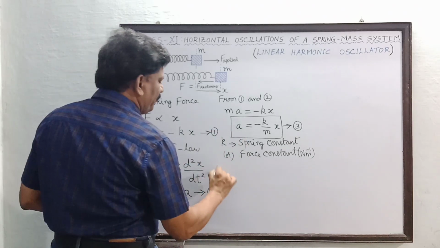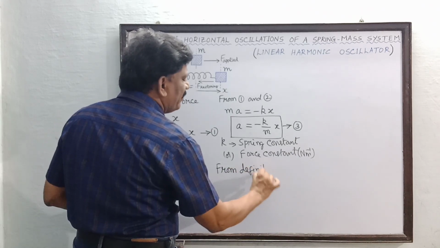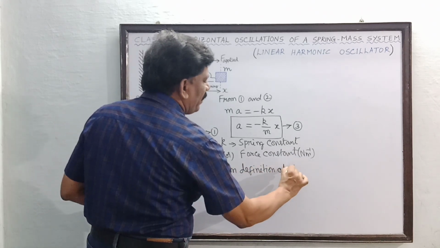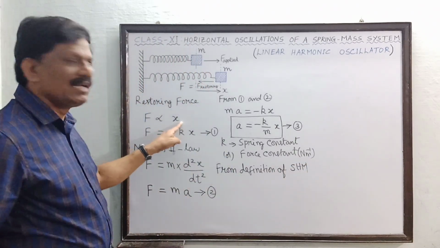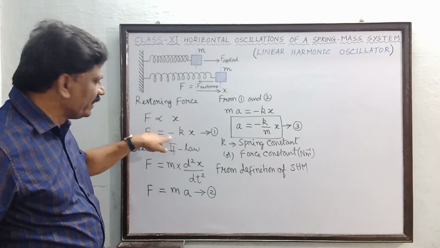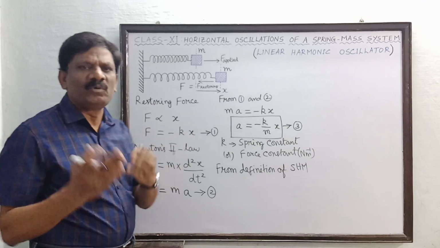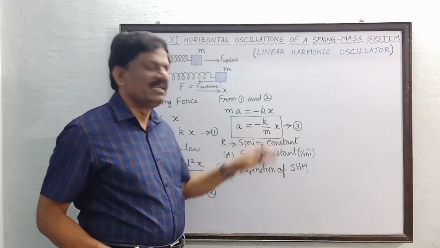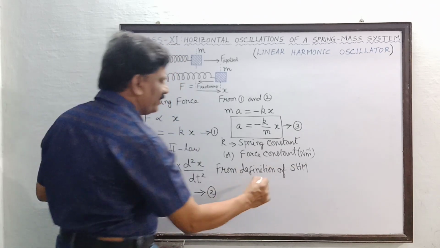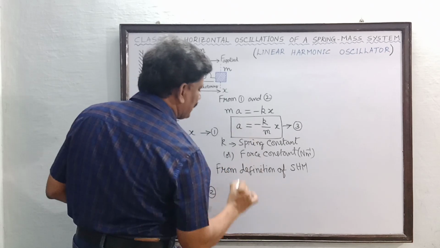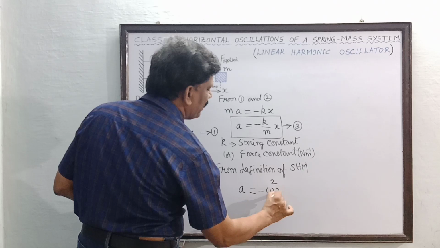Now, from the definition of SHM, how did we define SHM? It is a type of motion in which the restoring force and the displacement are proportional to each other and also they are oppositely directed. When force and displacement are oppositely directed, then acceleration and displacement must also be oppositely directed. Therefore, from the definition of SHM, I can write this acceleration is also equal to minus omega square into x.